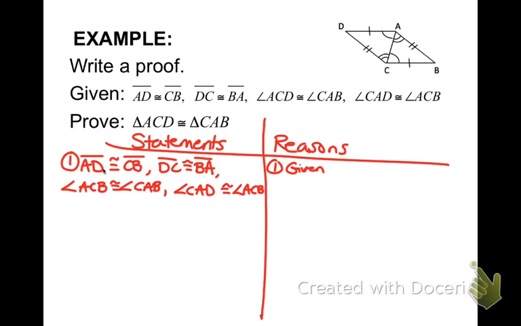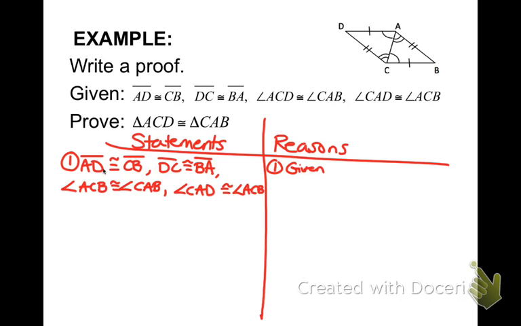We are trying to prove that triangle ACD, which is the one on the left, is congruent to triangle CAB, which is the one on the right. In order to prove that they are congruent, I need to show in my proof all 6 of the corresponding parts congruent. So off to the side here, let's just quickly show all of the corresponding parts.